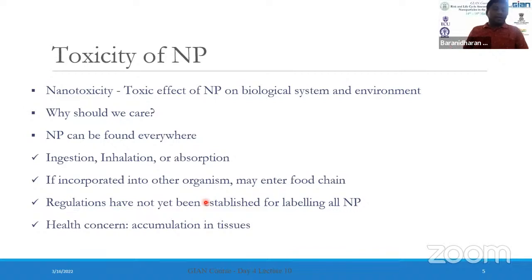They have been incorporated in different products, so that it can get through ingestion, inhalation, or absorption onto the surface, or if incorporated into other organisms, it may enter the food chain. That is what I was saying: if it is incorporated into the growth of a plant, it may possibly enter the food chain. So regulations have not been established for labeling all nanoparticles. So that is one such thing.